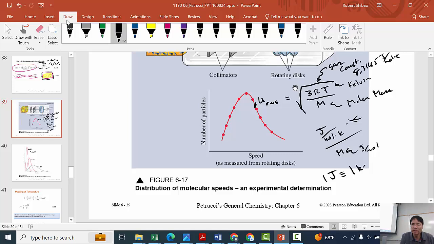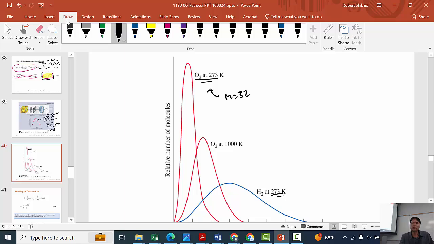1 joule is equal to 1 kilogram meter squared per second squared. And so the molar mass we have to convert from grams per mole to kilograms per mole. And then that should give it to us. And so what we do here is we do this. If we want to calculate the RMS speed of oxygen, we could do that. U RMS is equal to the square root of 3RT over M.